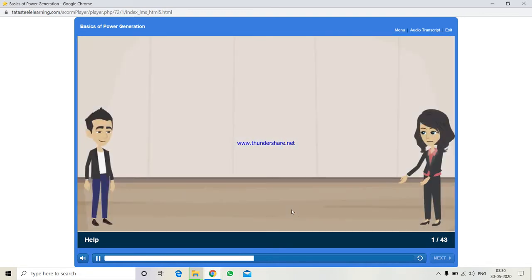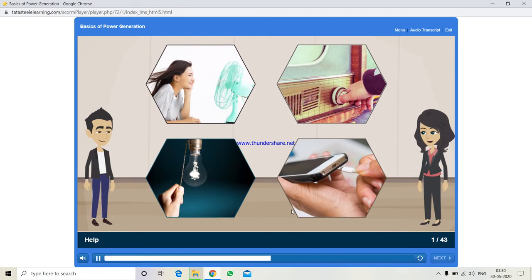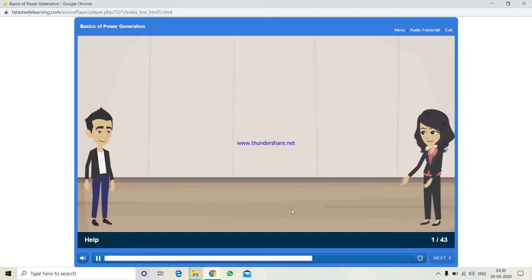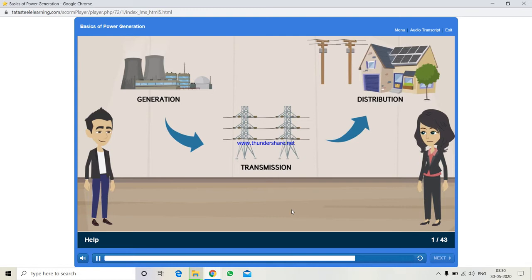Did you ever think how these fans, TVs, lights and charging a mobile work? When I was a kid, I used to think there was some magic happening as we switched them on. It's not magic, it is power. This phenomenon that takes place when we switch on something actually happens in three stages. They are generation, transmission and distribution. Firstly, I will explain to you about generation. That is perfect.